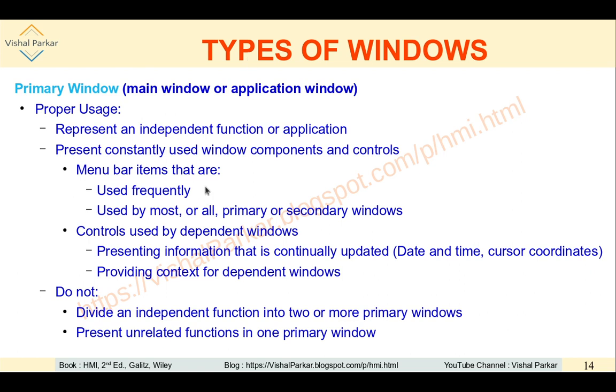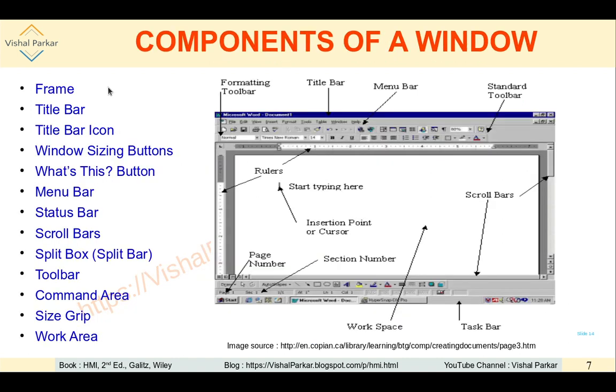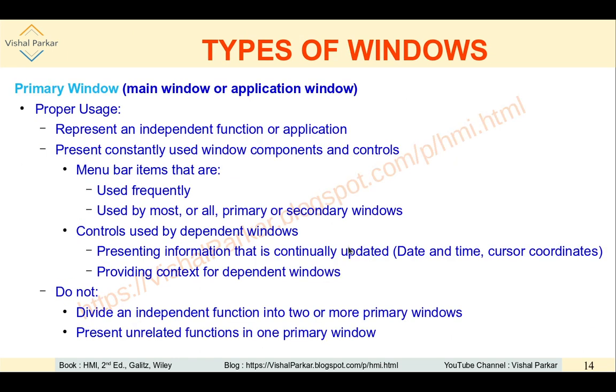They present constantly used window components and controls, as we have seen previously. So the controls like close, restore or maximize, minimize, these are some of the controls which are available all the time while the window is available. So they are called, for example, the menu bar items or the controls used by dependent windows, as we have just seen, the close button, etc.